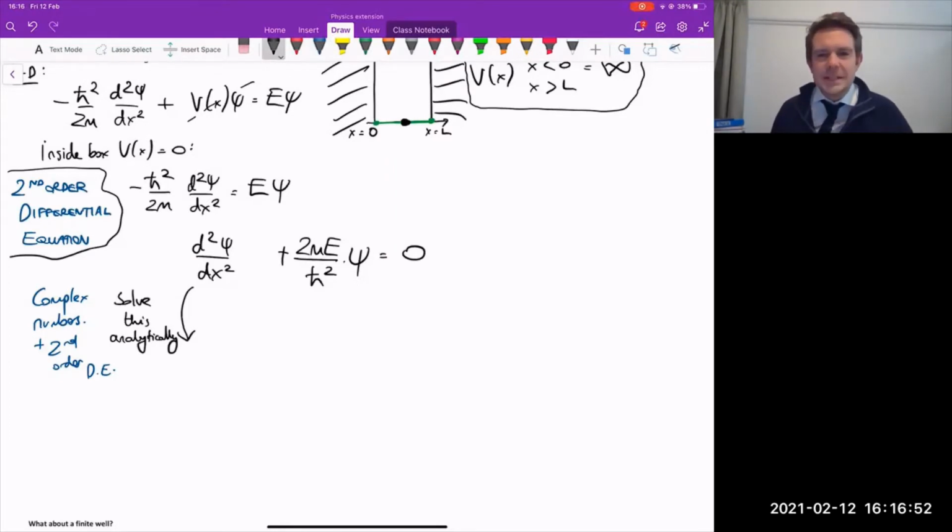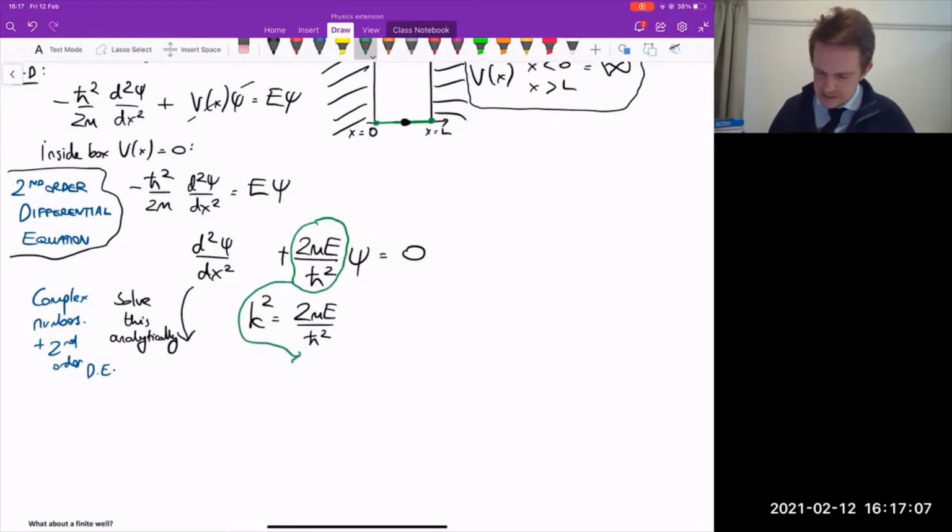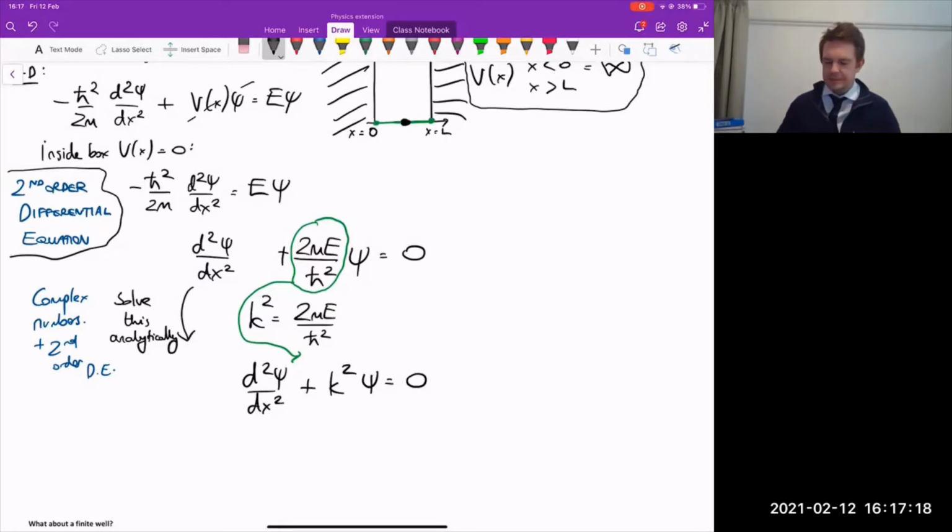What we can do though is guess a solution. And I'm going to simplify this by making the substitution k squared is 2me over h bar squared, because then I can take this horrendous looking group of letters and make it do this, plus k squared times the wave function. It's just to make things look neater, it means that I have to use less ink later on.